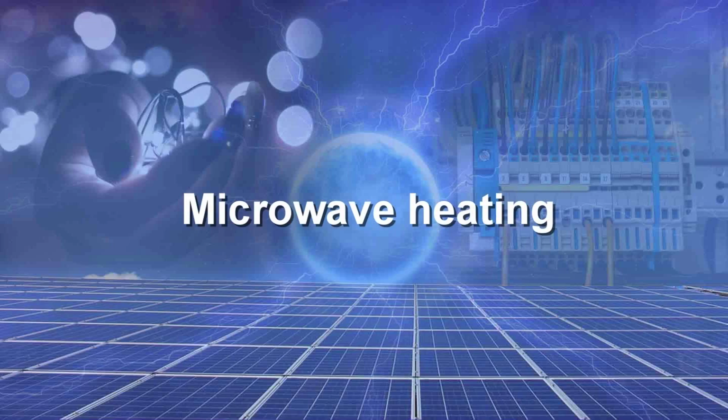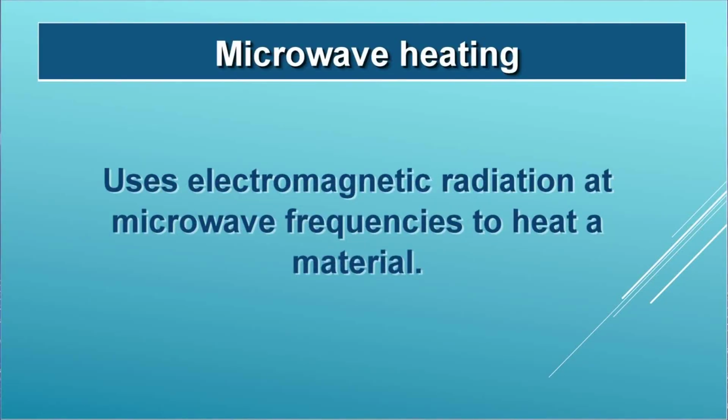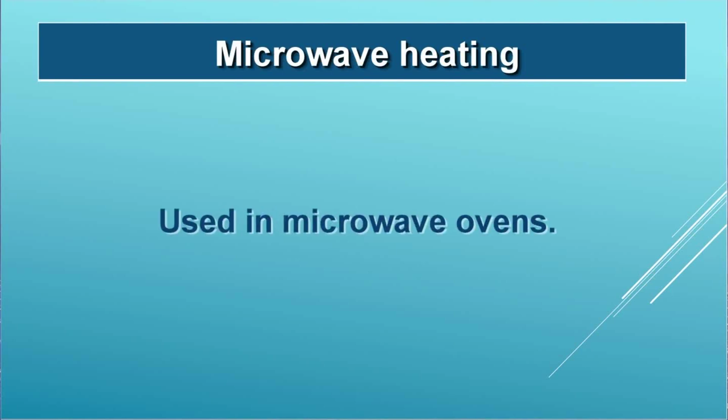Now, microwave heating. Microwave heating is a method that uses electromagnetic radiation at the microwave frequencies to heat a material. This method is commonly used in cooking appliances such as microwave ovens.